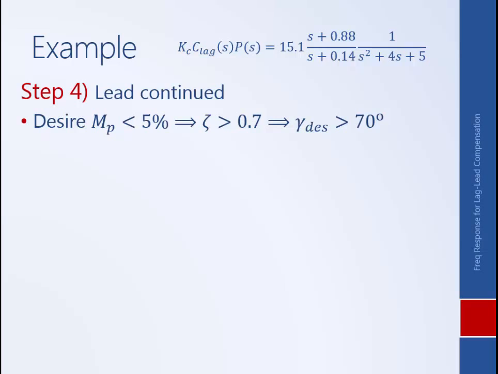We have this approximate relationship that zeta is approximately related to phase margin by this relationship. This doesn't hold very well for zetas greater than 0.6, and it also doesn't hold very well if we don't have a canonical second order system, but we'll still go ahead and use it as a starting point. So if we use this equation, a damping ratio of 0.7 corresponds to a phase margin of 70 degrees. So this is what we're going to try to achieve.